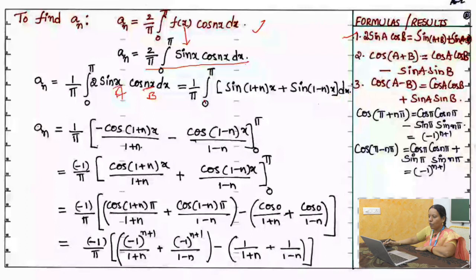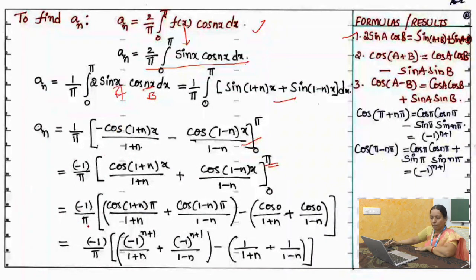Okay, now while integrating this one, sine of 1 plus n into x is nothing but minus cos of 1 plus n into x by 1 plus n, and similarly here we get minus cos of 1 minus n into x by 1 minus n. Now apply the upper limit and lower limit. If you substitute the upper limit, take minus 1 as common.